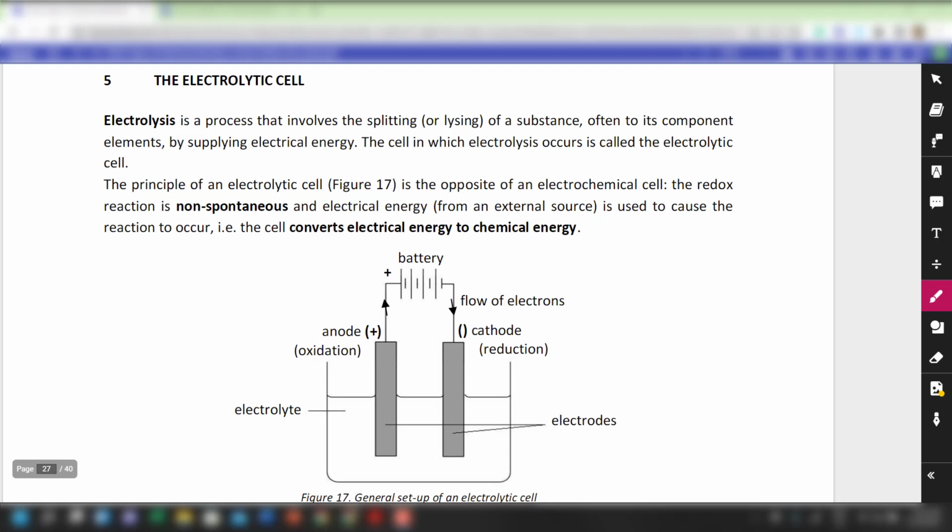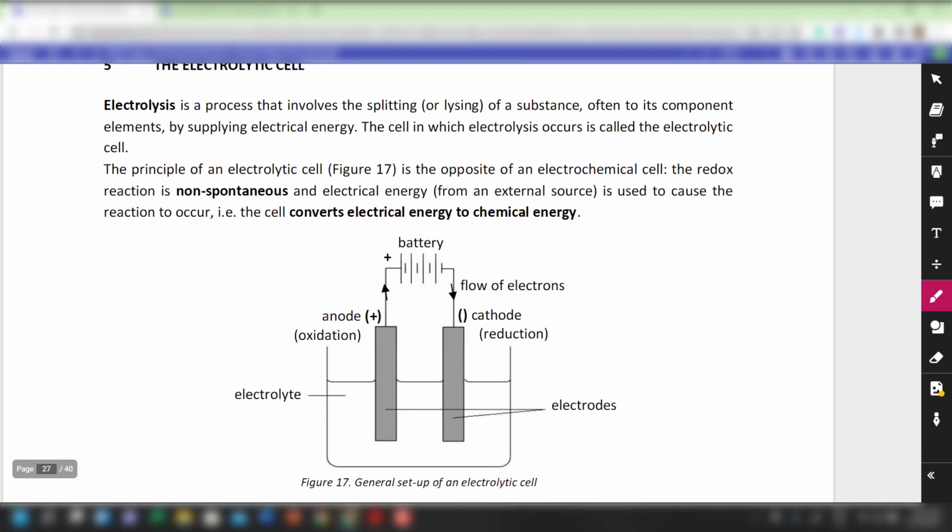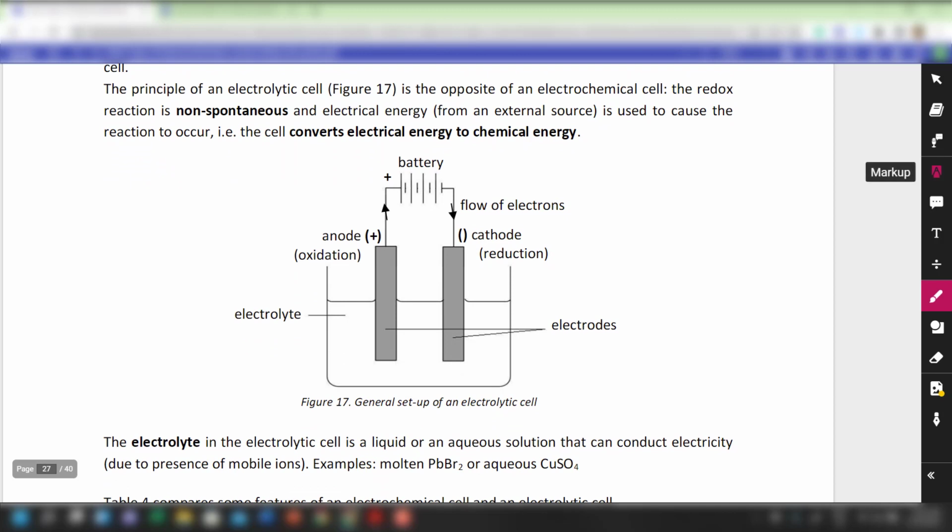Okay, so we'll begin with section 5 on electrolytic cell, which most of you are familiar with from secondary school. This is essentially electrolysis, and maybe to bring you down memory lane, we have a battery here. So for the battery, the longer line represents the positive terminal. The shorter line represents the negative terminal. So the electrodes that are connected to the positive terminal will take on the positive charge, and the electrodes which are connected to the negative terminal will have the negative polarity or the negative charge.